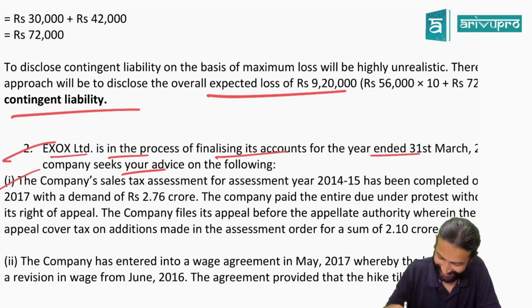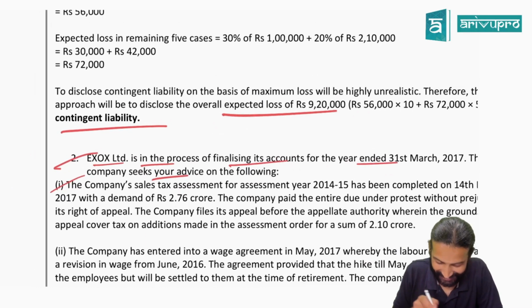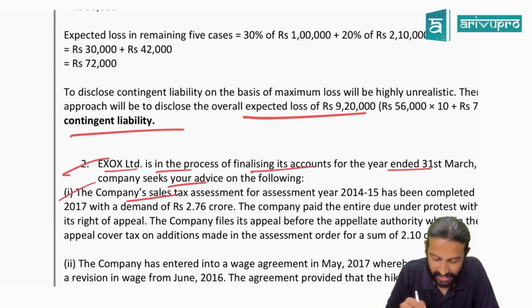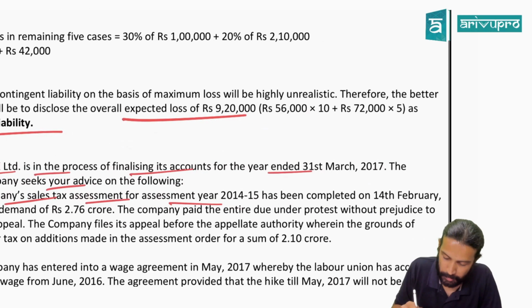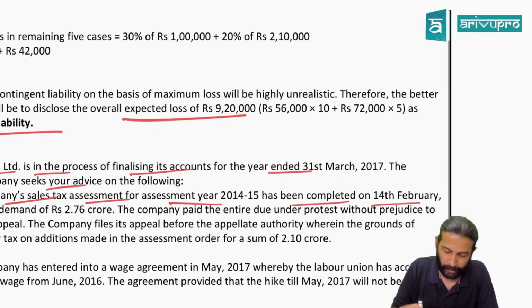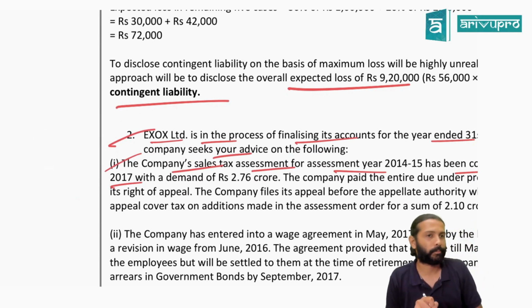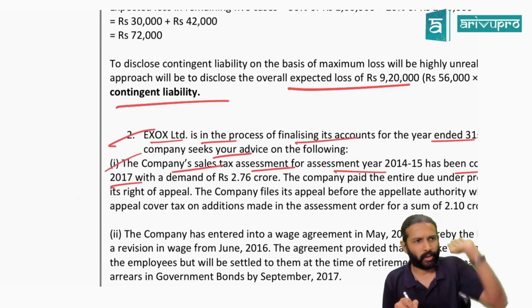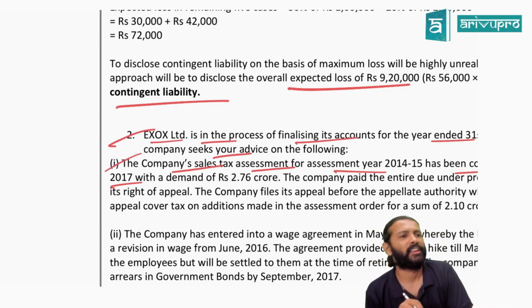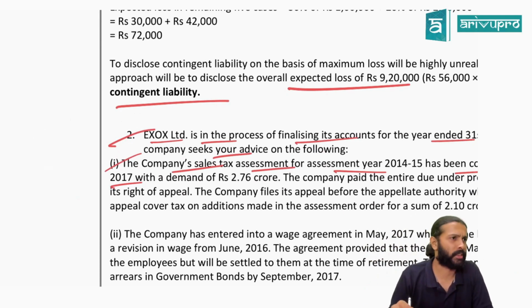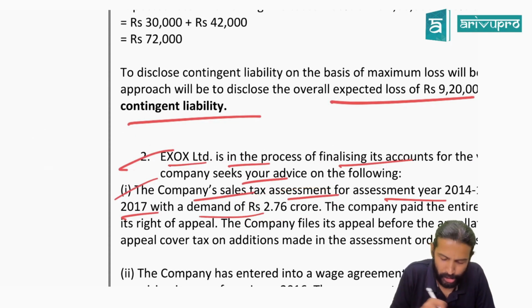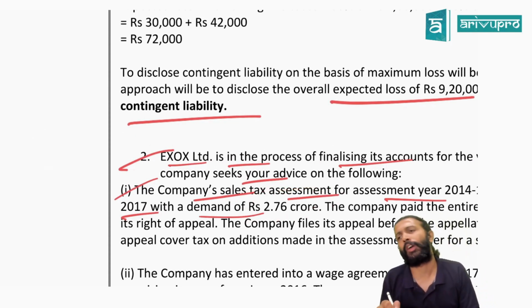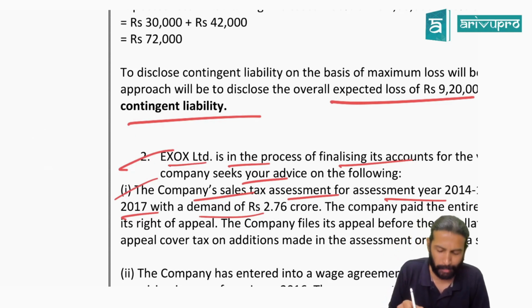Don't underestimate it. The company's sales tax assessment for assessment year 2014-15 has been completed on 14th February 2017. GST, sir. Okay, now we don't have sales tax. You got the GST order you received. They did a GST audit and they raised a demand. The officer raised a demand of how much? 2.76 crores. The GST officer is telling you have not paid GST properly and he's demanding extra money from you.